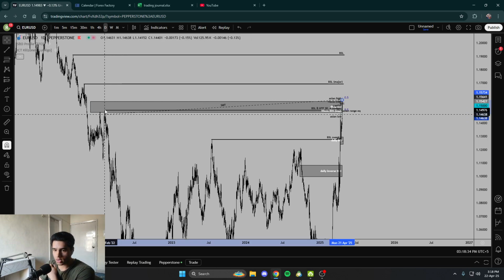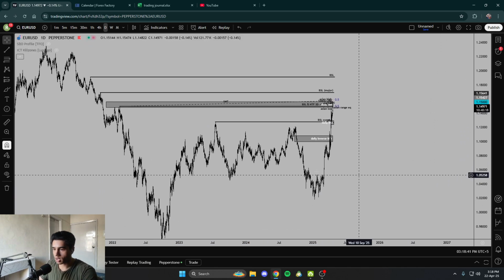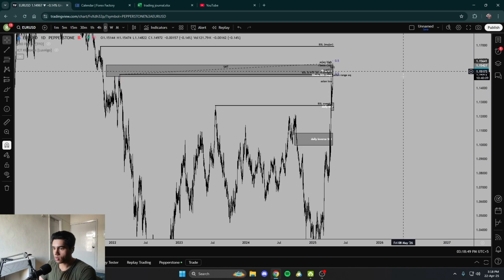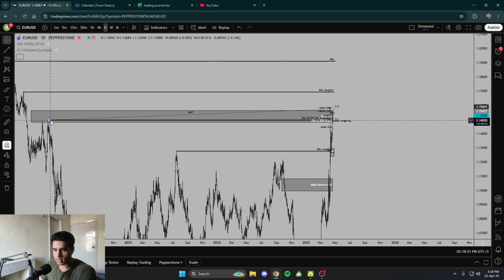On the daily chart, we had this high time frame accumulation, then we had a manipulation move to the downside, and the standard deviation of the manipulation move aligned perfectly with this buy side level right here. The -4 standard deviation aligned perfectly with this buy side level right here.